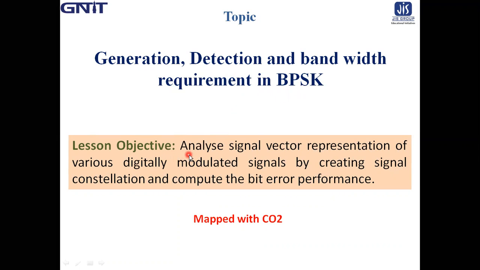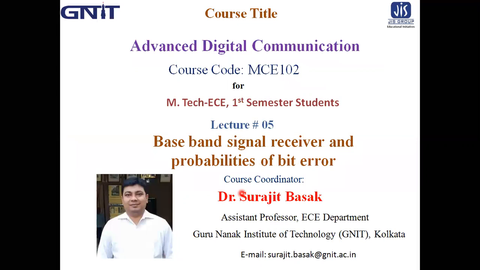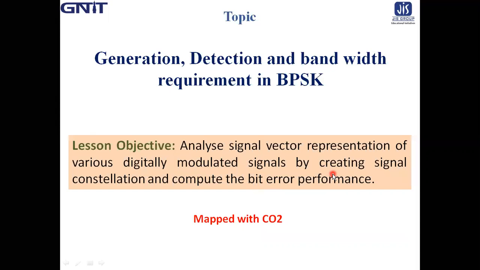The lesson objective of this topic is to analyze signal vector representation of various digitally modulated signals by creating signal constellations and compute the bit error performance. This topic is mapped with CO number 2. So let us start lecture number 5 from the module of baseband signal receiver and probabilities of bit error.